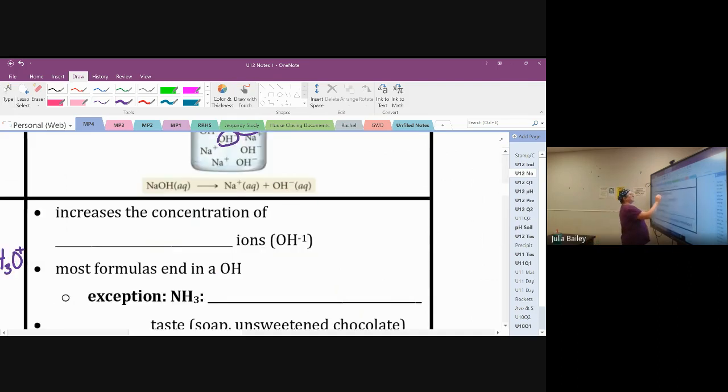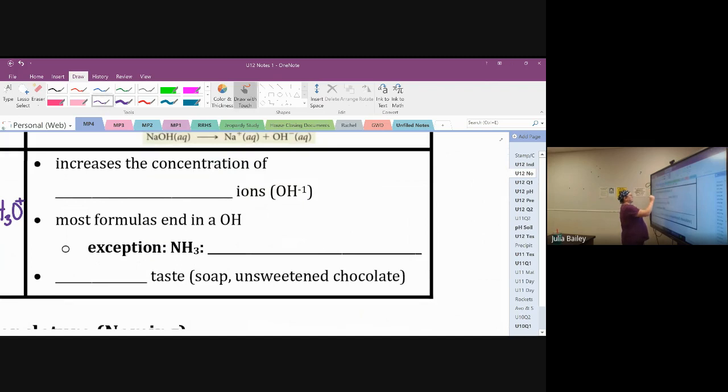So bases increase the hydroxide ion concentration in water. Remember, when we talk about concentration, we're talking about like a proportion. So we're saying that there's water, and then we have a higher proportion or ratio of what's dissolved in the water being this basic ion, the OH, hydroxide. Most of your base formulas are going to end in OH except for ammonia, which is NH3.